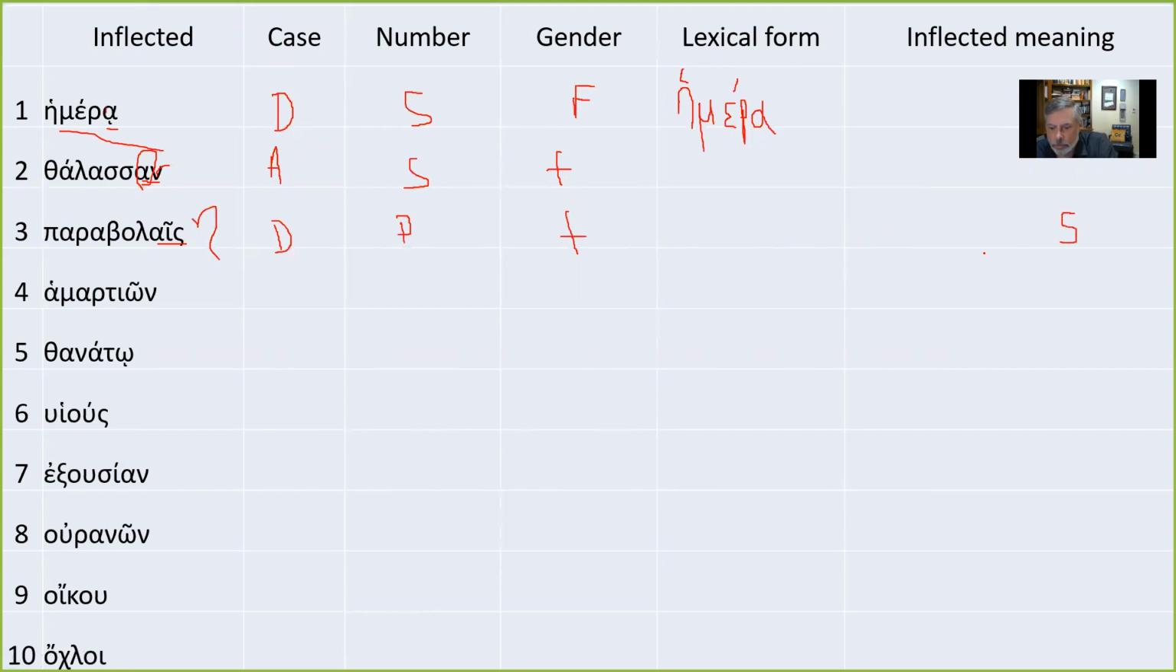In this case, it'd be parables, but not just parables, because it's dative, we want to put a helping word, so it'd be to parables, or with parables, or in parables, or something of that nature. Here we get the rough breathing here. Don't forget the rough breathing for here.